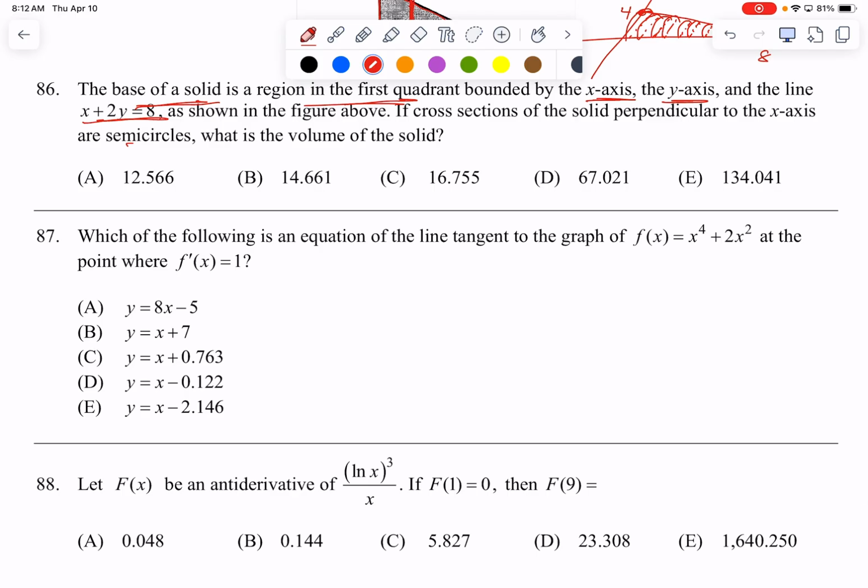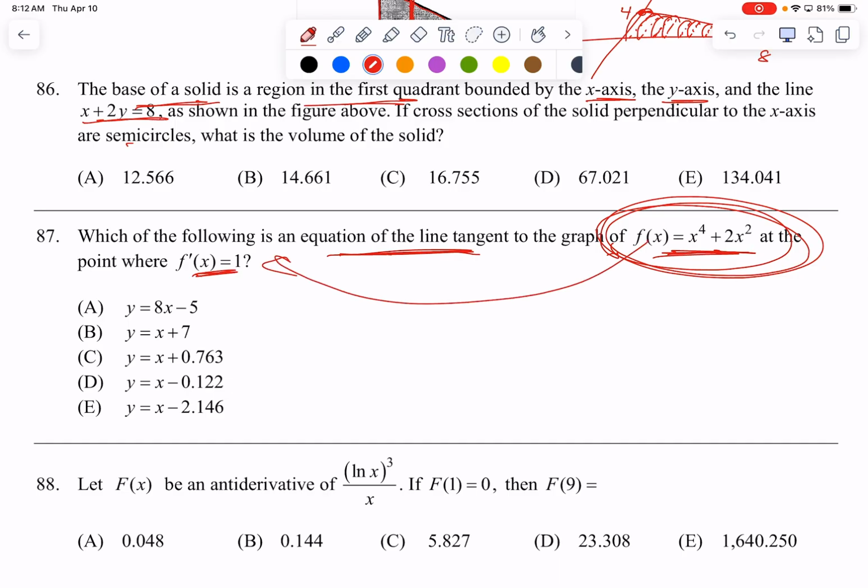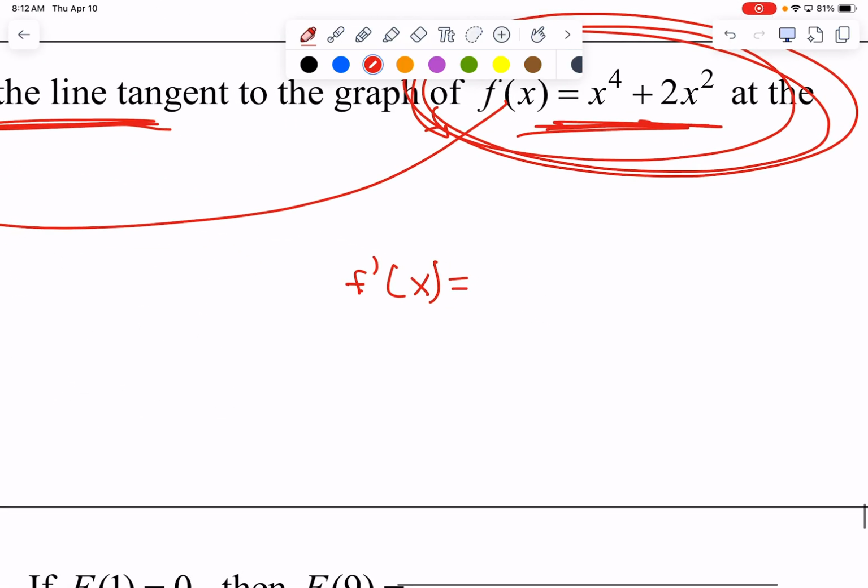Which of the following is an equation of the line tangent to the graph at this? Okay, so what I want to know is which of the following, and look at this, you got some decimals, so you know you're going to need the calculator here. So I want to see when this graph has a tangent line that has a slope of what? 1. So I need to find the derivative and set it equal to what? So I find the derivative. I do that by hand. Let's not use the calculator for that. What's the derivative of that? 4x cubed plus 4.